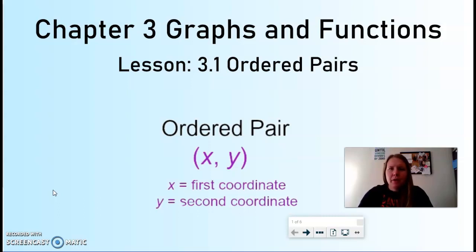Within this chapter, we are going to be talking about graphs as well as functions. We did a lot of work this past week and the week prior on ordered pairs, getting ourselves familiar again with our graphs. Today's lesson is about ordered pairs. I put a picture of an ordered pair here, remembering that the first number is always the x value, and the second number is always the y value.